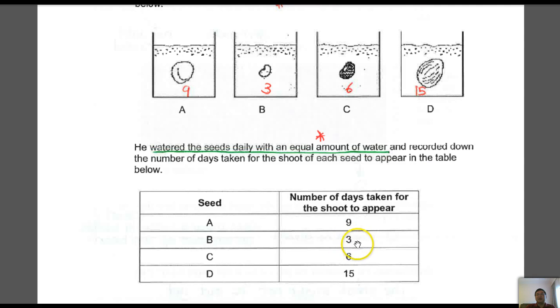Now it will be a good habit for you to take this number and place it on top here, so you can see straight away that the smaller one took 3 days, faster, and the largest took 15 days. Can you see? 3 days, bigger, 6, bigger, longer, 9 days, and the largest 15 days, the longest to have the shoot appear. That is what you can observe from the experiment.